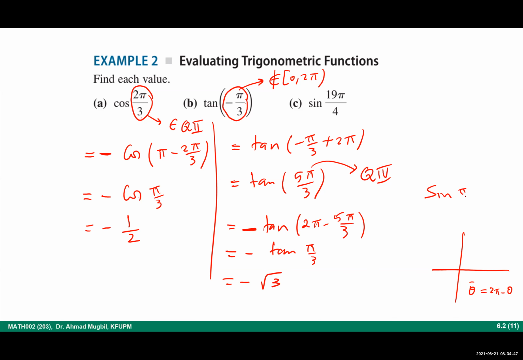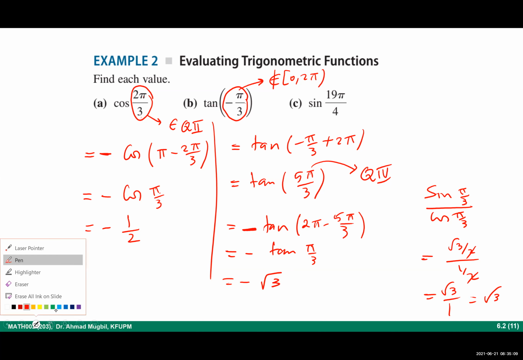It is sine pi over 3 over cosine pi over 3. This is what I do when I'm not sure, but you have to be. Sine pi over 3 is square root of 3 over 2, over cosine, which is a half. So this cancels with this, and you have square root of 3 over 1, which is square root of 3. Good, you're right. So I told you this is one way, shabab. There is another way that I will show you in the next slides.